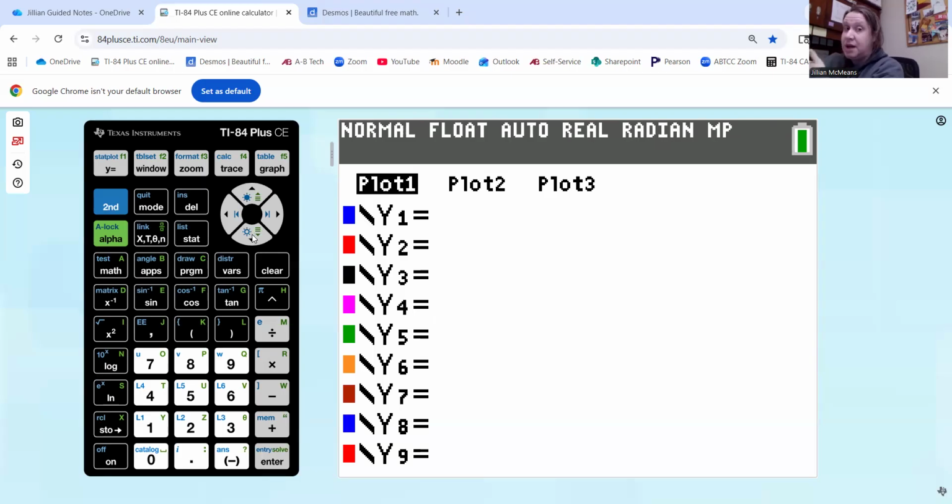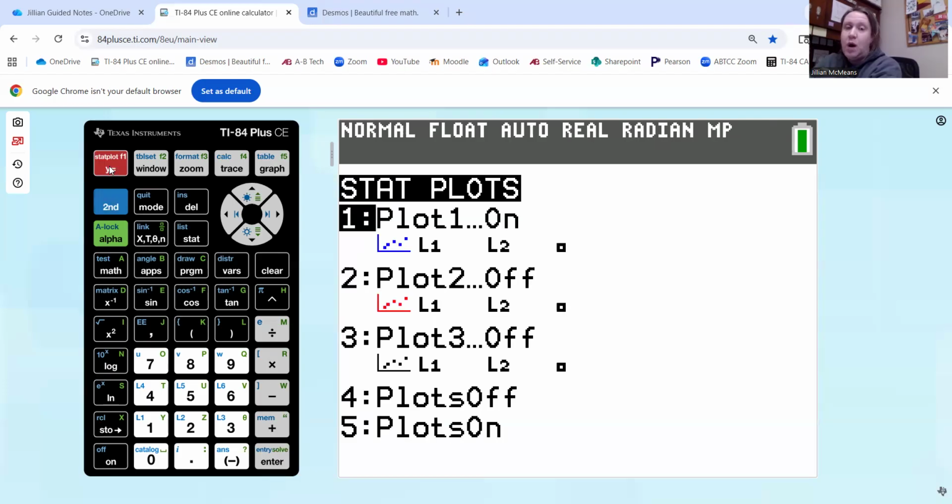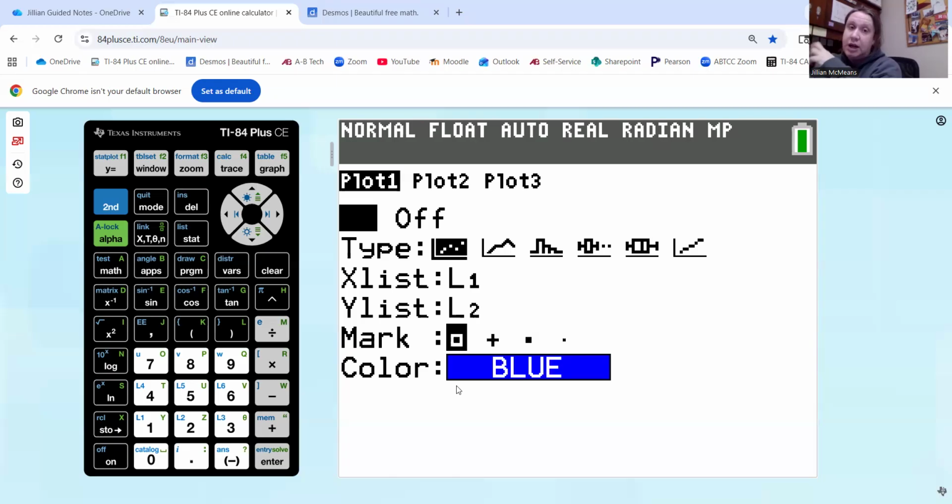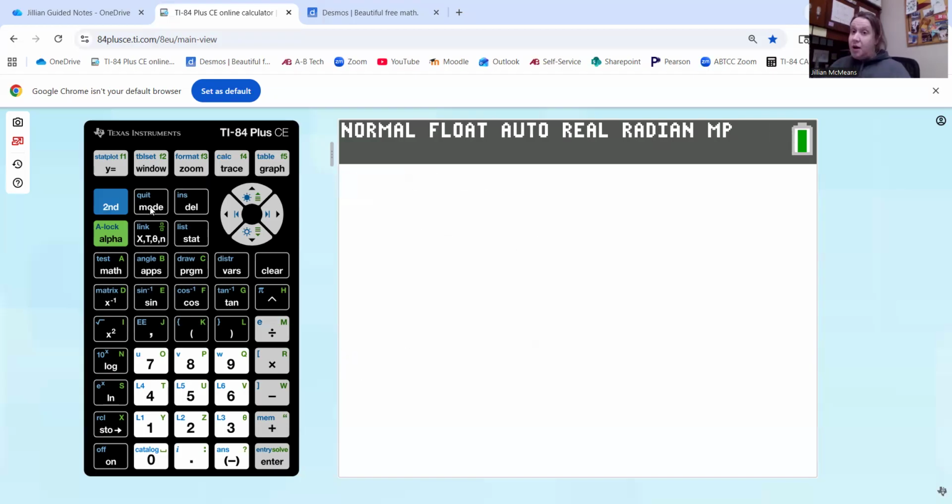Again, if you want the details, you would go second Y equals, and you can see here it says plot 1 is on. If you hit enter, it'll take you where you can change the details. You can turn plot 1 on or off. You can change the type of graph. For us to do a scatter plot, we're going to leave it just like this. And then we want L1 and L2 for the X and Y list. You could certainly change this to L3 and L4. You just need to make sure you type your X's and your Y's in L3 and L4. And then I'm going to leave the mark as is. Okay? So it's important that you know how to turn the plot on and how to turn the plot off. Again, just go to Y equals, hit the up arrow, and then hit enter to turn it on or off.